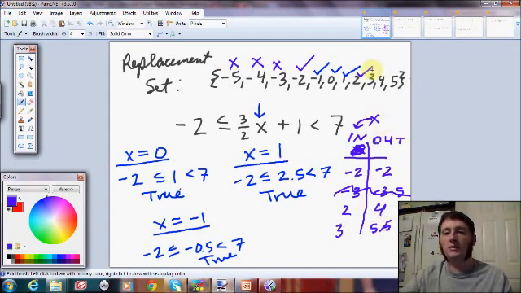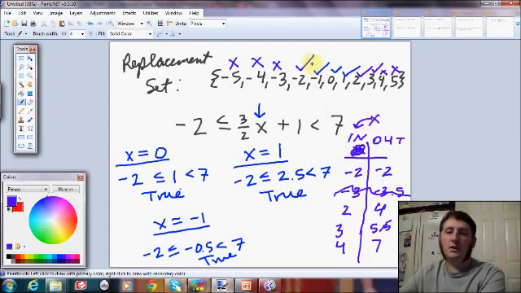Good job, 3. You worked. Let's check 4. 3 halves of 4. Well, the 2 cancels the 4 to 2. 3 times 2 is 6. 6 plus 1 is 7. 7 is equal to 7, not less than 7. So 4 doesn't work. And if 4 doesn't work, 5 doesn't stand a chance. I'll let you check it for yourself.